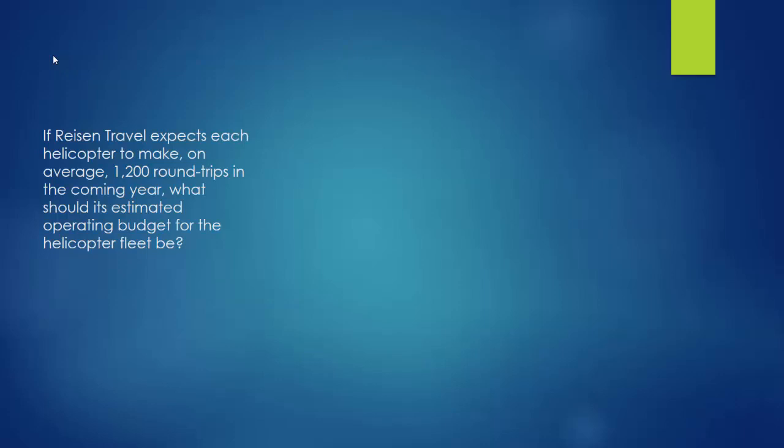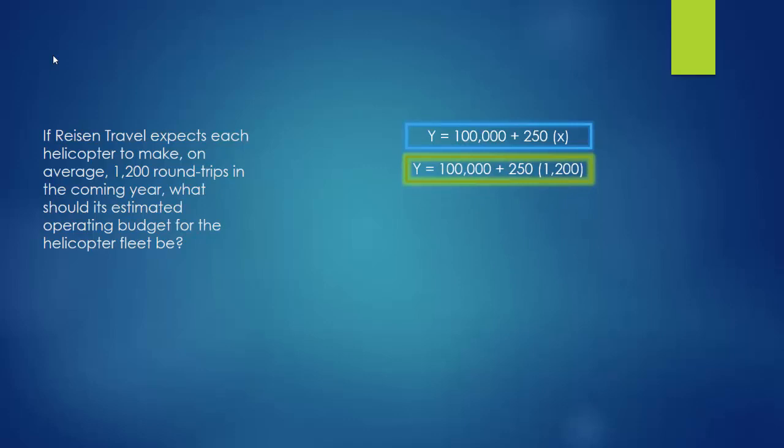So if Regression Travel expects each helicopter to make on average 1,200 round trips in the coming year, what should it estimate its operating budget to be for the helicopter fleet? Well, we have our regression equation, y hat equals 100,000 plus 250 times X. Let's just simply sub in the number of round trips we expect each copter to make for our X. So we have 100,000 plus 250 times 1,200. It's going to come out to be 400,000.